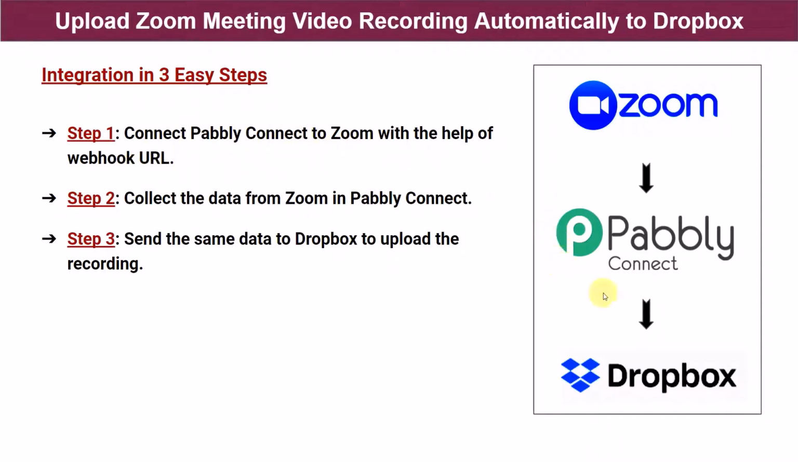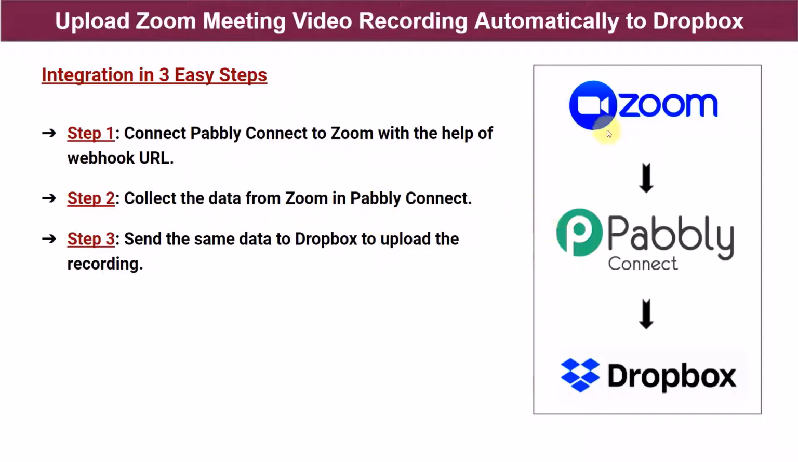For this, first we need to log in to our Pabbly Connect account. Then we need to connect our Zoom account with Pabbly Connect with the help of a Webhook URL. This Webhook URL is basically an address provided by Pabbly Connect. We have to copy this and paste it into our Zoom account so that our Zoom account can connect with Pabbly Connect. In the second step, we have to collect the data from Zoom in Pabbly Connect.